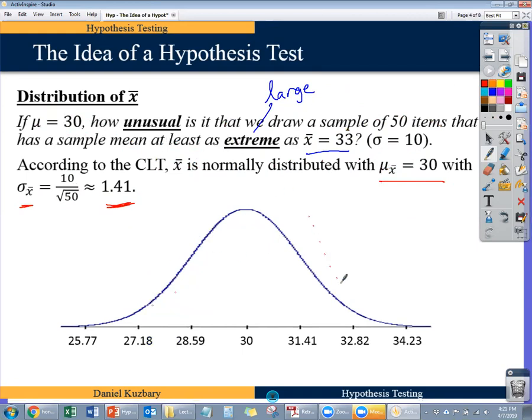It's normal. It looks like a bell. The mean is 30. There's mu. The standard deviation is 1.41. So there's mu plus 1.41. There's mu minus 1.41, and so on. So I know this distribution is true.